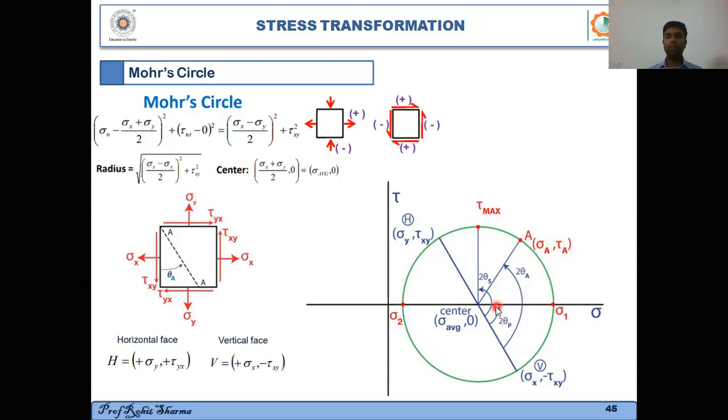And 2 theta p is the angle at which the normal stress is maximum, and twice theta is the angle at which the value of shear stress is maximum. So we'll solve an example.